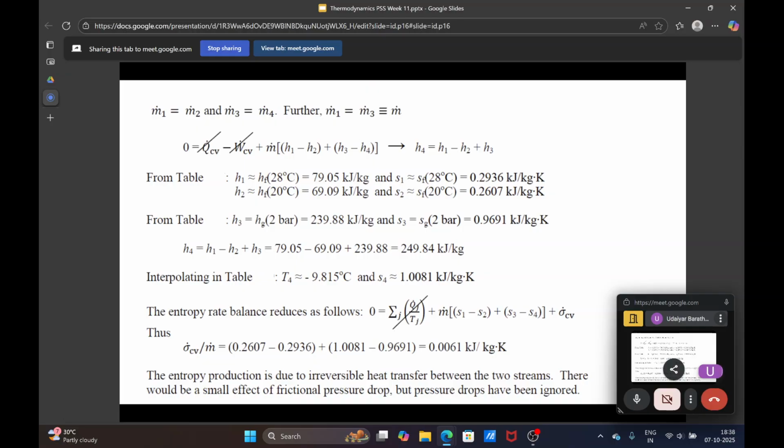So only form of energy which is coming in and going out is the energy transferred with fluids, or the enthalpy carried by the fluids. So what we get is m dot (h1 minus h2) plus m dot (h3 minus h4) equals 0. So what we have here is h4 is h1 minus h2 plus h3.